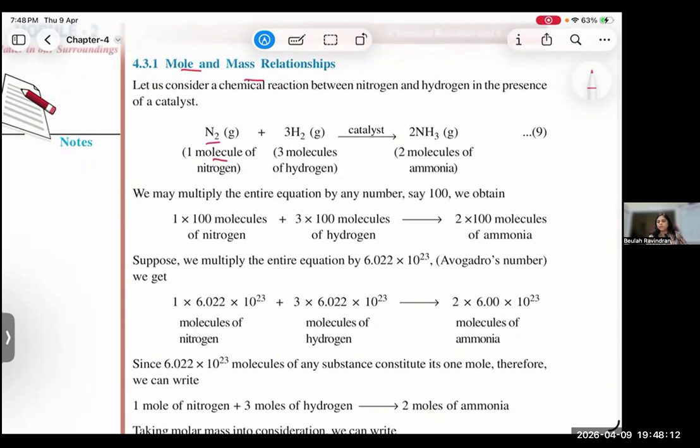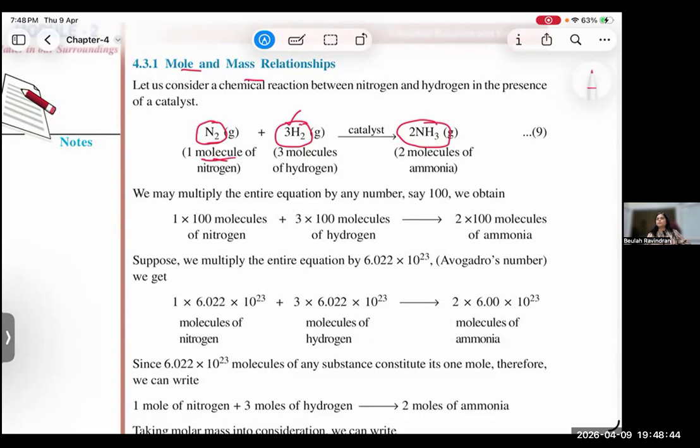So here it is only one molecule of nitrogen. Here it is three molecules of hydrogen. And here it is two molecules of ammonia. NH3 is ammonia. Got it? So this is the balanced chemical equation. You can see there are two nitrogen and six hydrogen, and on the right side also two nitrogen and six hydrogen, right? So it is balanced, okay?